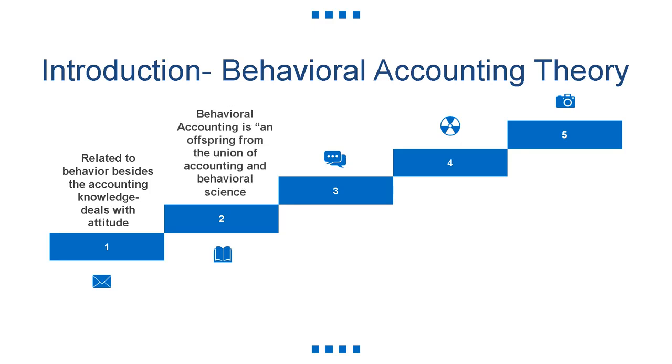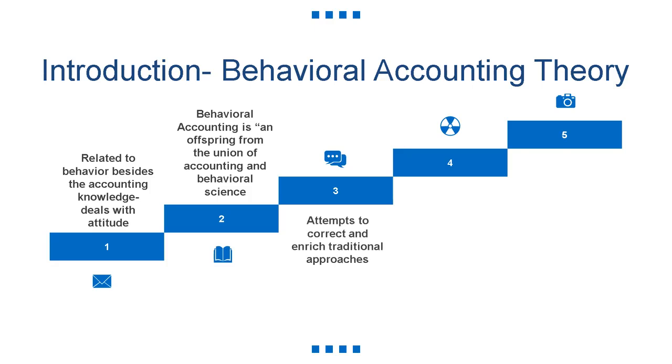Behavioral accounting theory is an offspring from the union of accounting and behavioral science. It represents the application of the method and outlook of behavioral science to accounting problems, and the objective of behavioral accounting is to understand, explain, and predict human behavior in accounting situation or context.